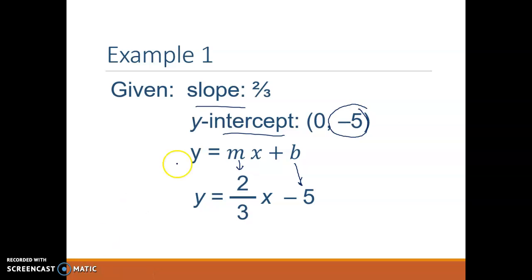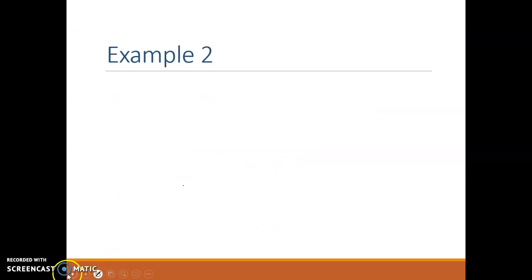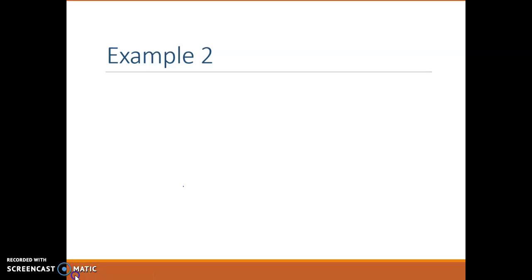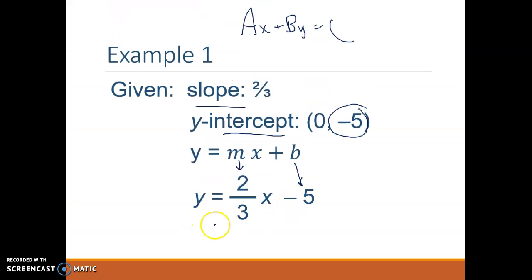We could then write this in standard form if we wanted to. Remember, standard form is ax plus by equals c. In order to write this in standard form, we would want our x and our y on the same side of the equation, and we would want no fractions. If you would like to see that, let me go ahead and show you.